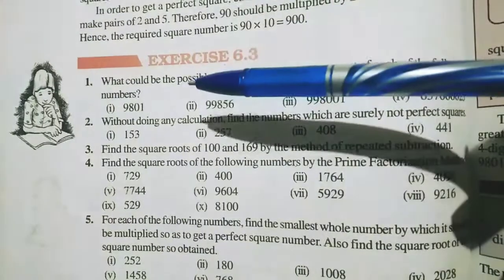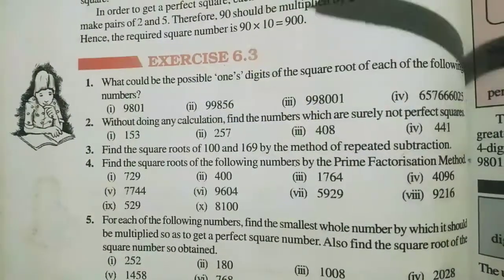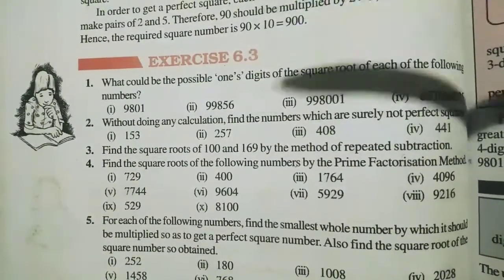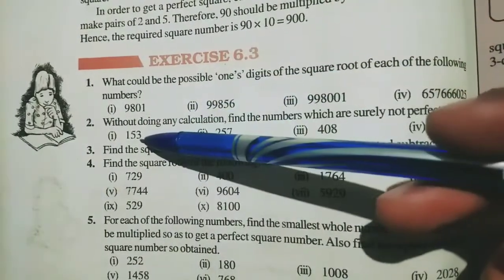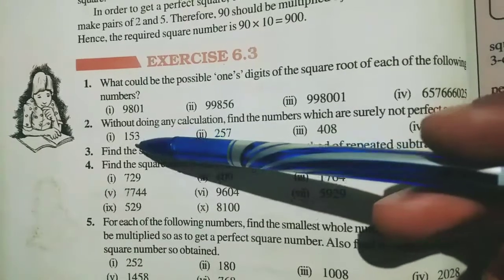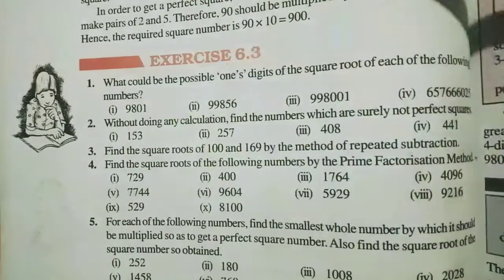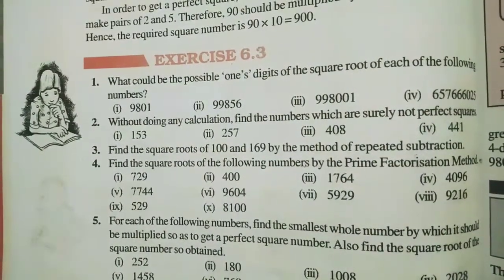Okay, so if the number's unit place is 2, 3, 7, or 8, then it is not a perfect square. So here you can see the unit digit is 3, so it is not a perfect square. Very easy. So in this way you have to write.